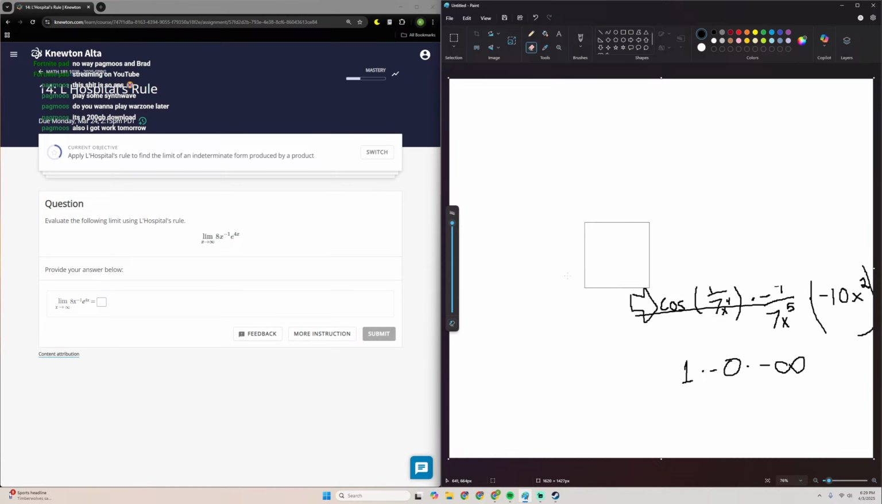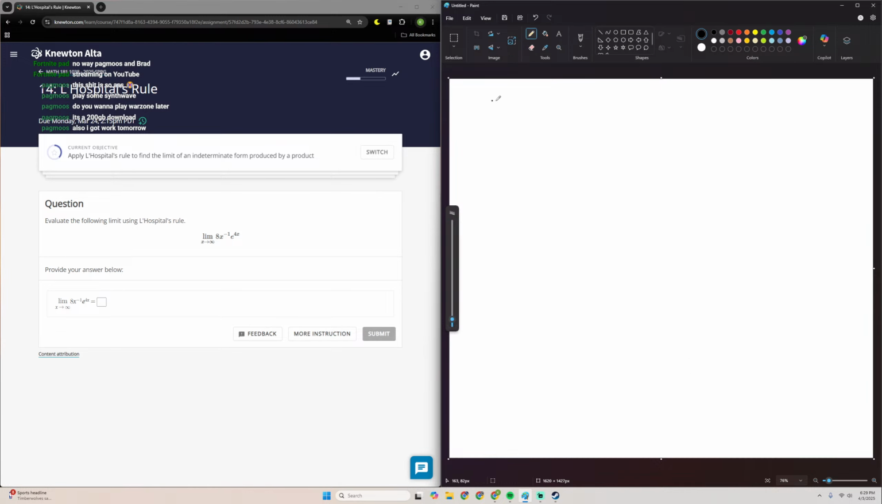Okay, this one's probably easier. 8x take away 1 times by e 4x. I'm going to make this e 4x divided by 1 over 8x. Wait a minute. Negative 1? This doesn't make any sense.